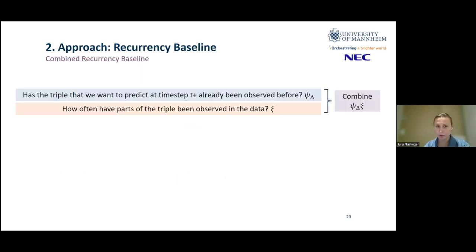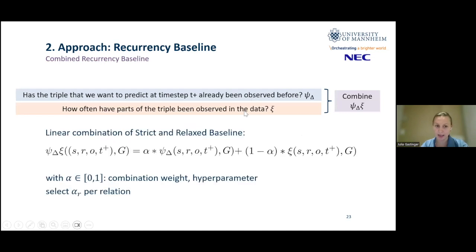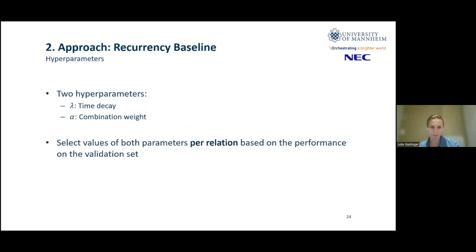And now we already come to the third way, which is the combined recurrency baseline. As the name suggests, it's just a combination of the two baselines. And we have it again rather simple. It's just a linear combination where we say alpha times the strict one plus 1 minus alpha times the relaxed one. And alpha is a combination weight. It's again a kind of hyperparameter. We select one alpha per relation, and we again do just some grid search on the validation MRR.